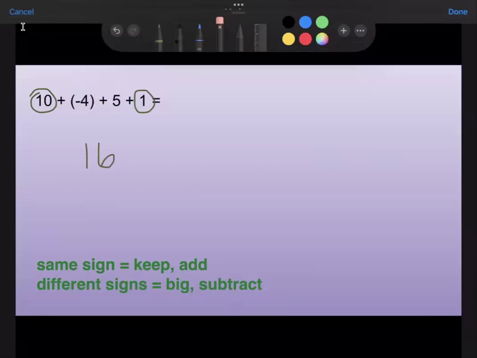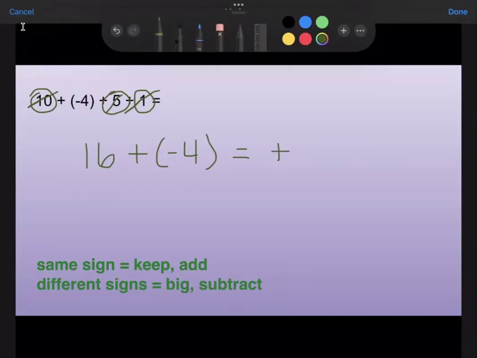Okay, so I can go ahead and either erase those or cross those off so I know they're part of it or they're gone. Now I don't have anything to put the -4 with, so I'm just going to keep that as plus -4. Now I can use my different signs rules, which say I keep the sign of the bigger number. Since 16 is bigger than 4, that means I'm going to keep the positive for the answer.